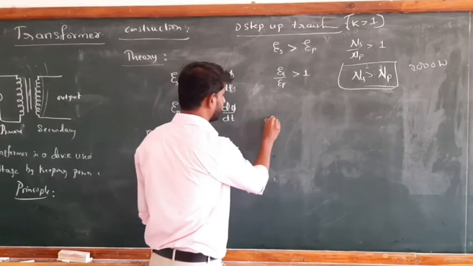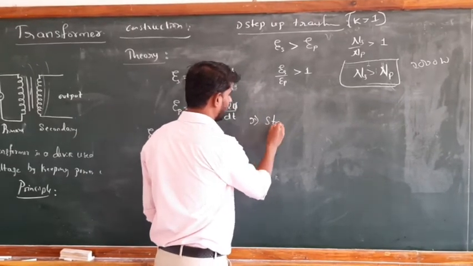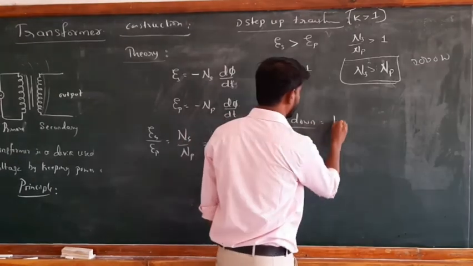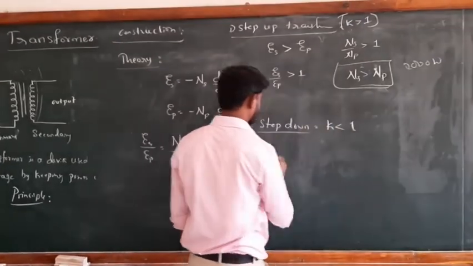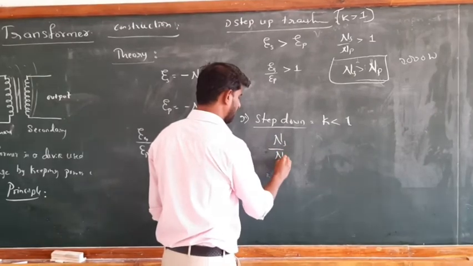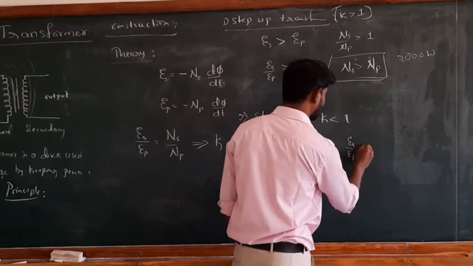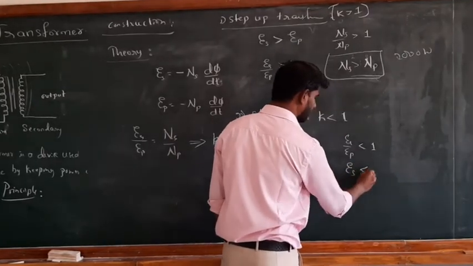Okay, so for step down, number 2, for a step down transformer, K is less than 1. So NS divided by NP is less than 1, or ES divided by EP is less than 1. So now ES is less than EP.